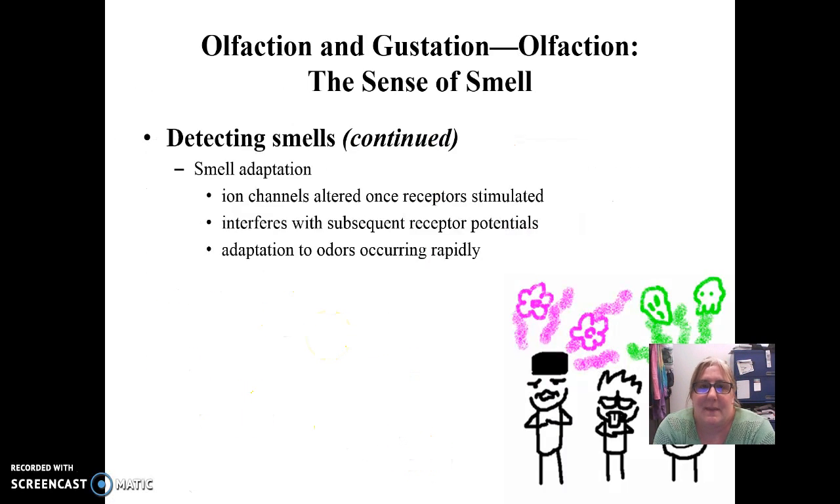So smell is something that we adapt very fast to. The ion channels for smell, as soon as they have taken in information, the channels are altered and they don't take in a lot more information, which means we're going to adapt really quickly to odors.